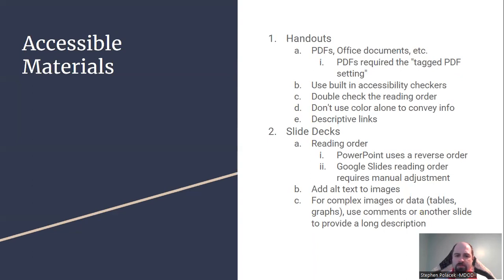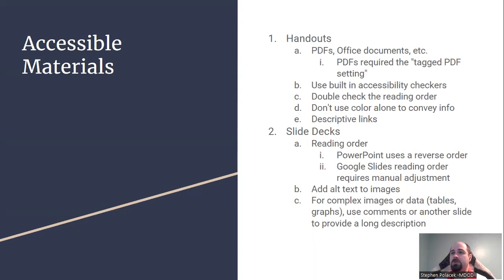A couple other quick things you need to remember: don't use color alone to convey info. If you're trying to highlight certain words in your text on screen with a different color, you need to use bold or italic and underlines to help distinguish that.